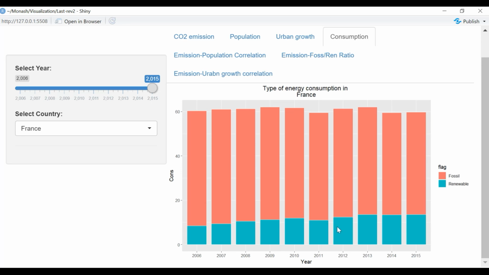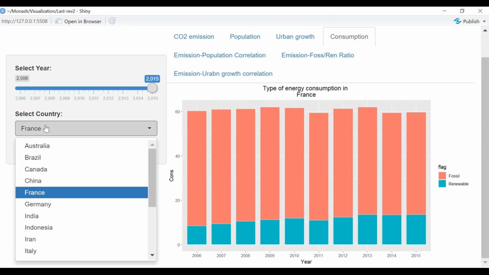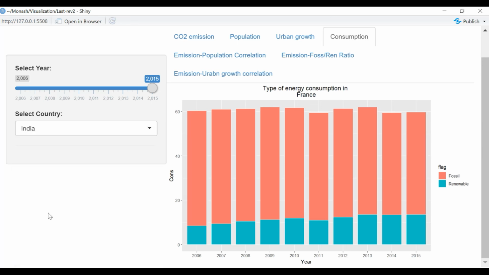France has a bigger part used by fossil fuel. Looking at India, India is using a lot of renewable energy sources in these cases. Let's take a look at the correlations.